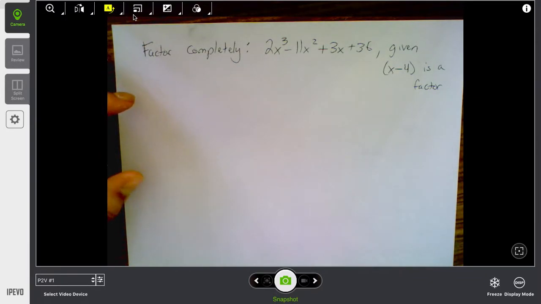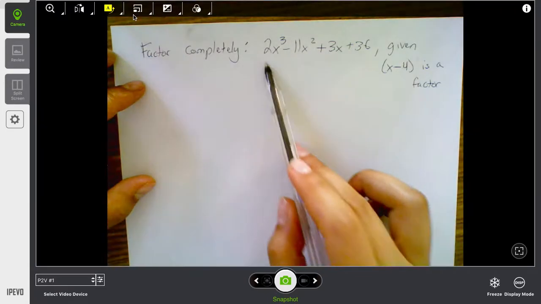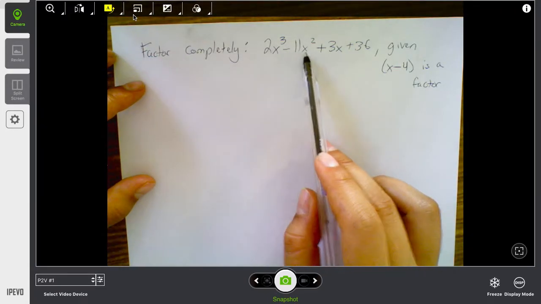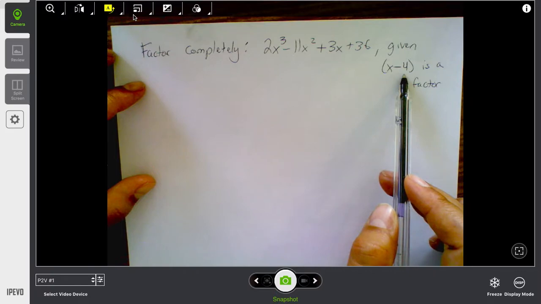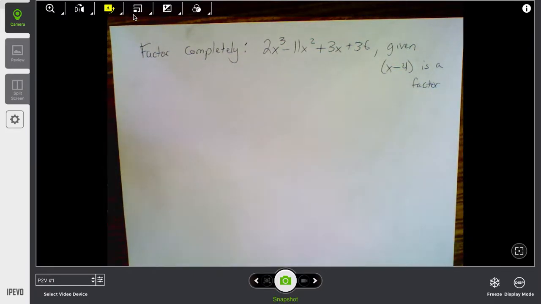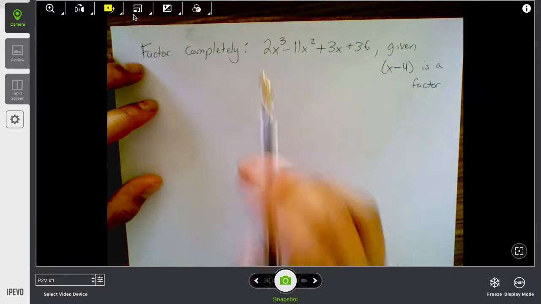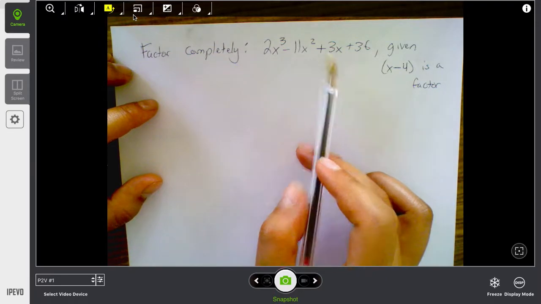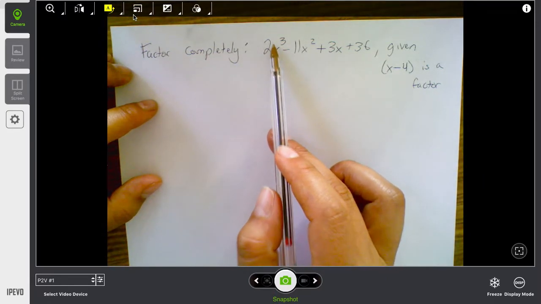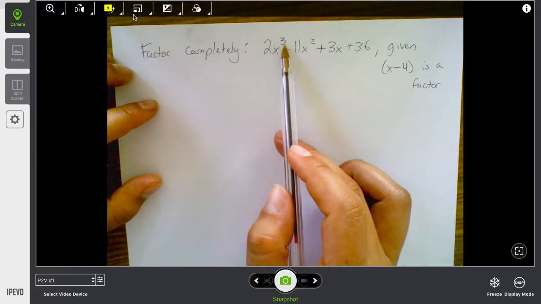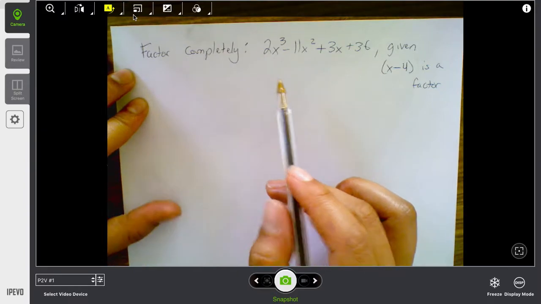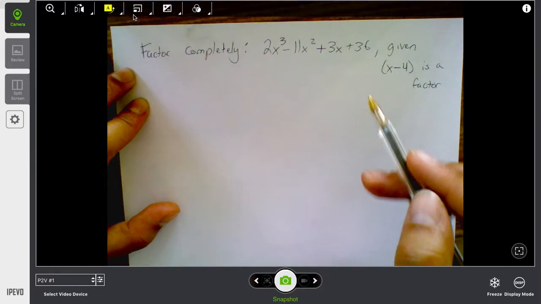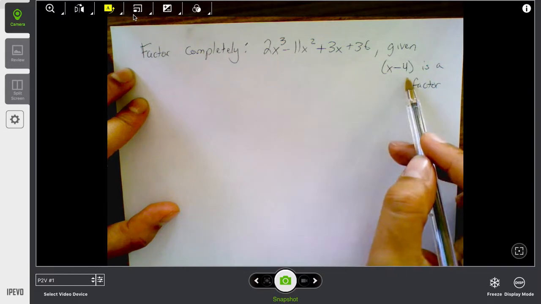Anyways, so the question here is factor completely 2x to the third minus 11x squared plus 3x plus 36, given that x minus 4 is a factor. So they are telling us x minus 4 is a factor already, and we want to factor this up into pieces. Now, the highest exponent here that is listed is to the third power. So that means I should have three factors at the end of this answer. And one of those three factors is the one that's already given to us.